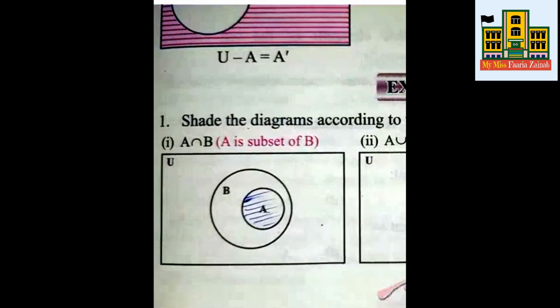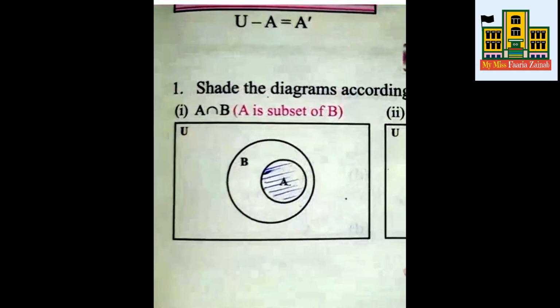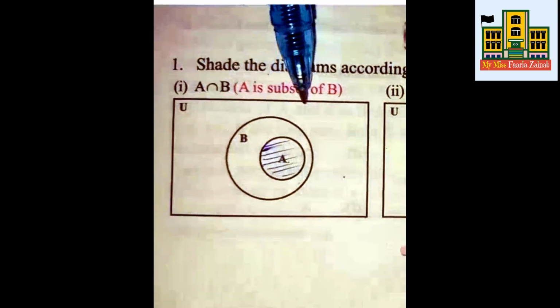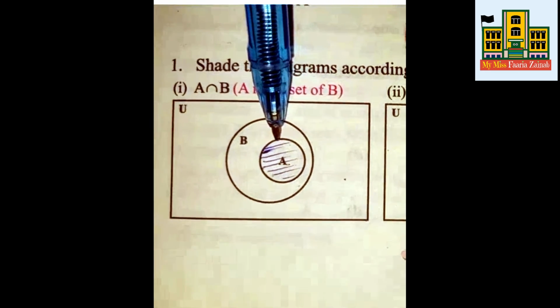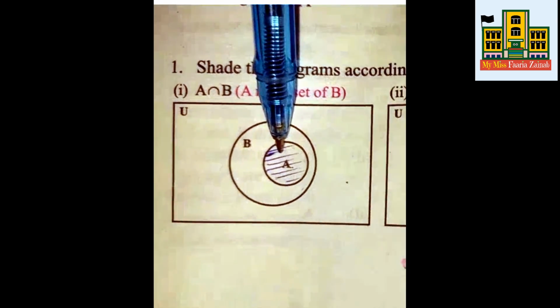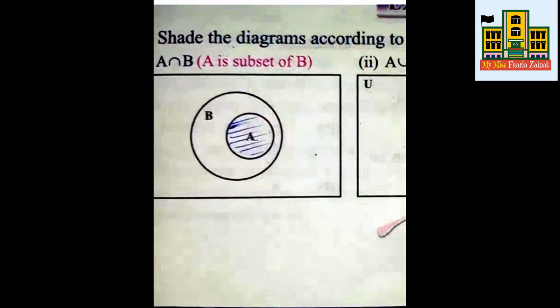Question number 1 is shade the diagram according to the given operations. Part 1 is A intersection B. A is a subset of B. It means that intersection will have all the elements of A and B that are common in both. That is why we will shade only this portion.